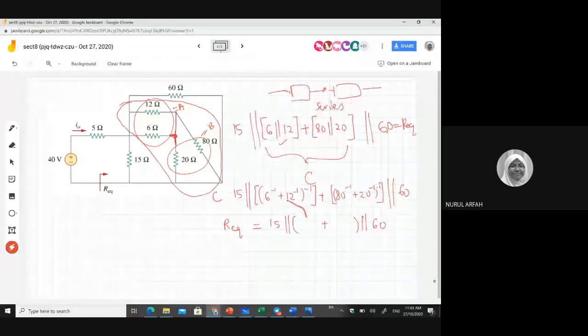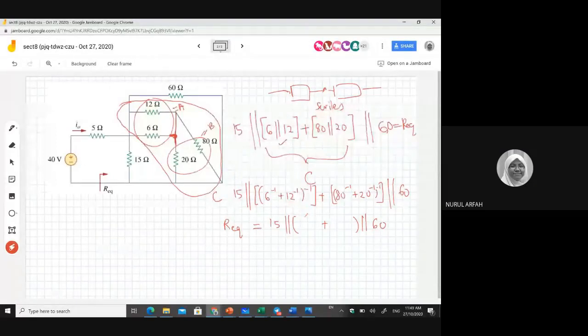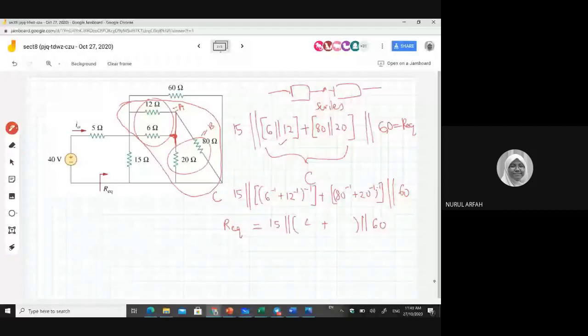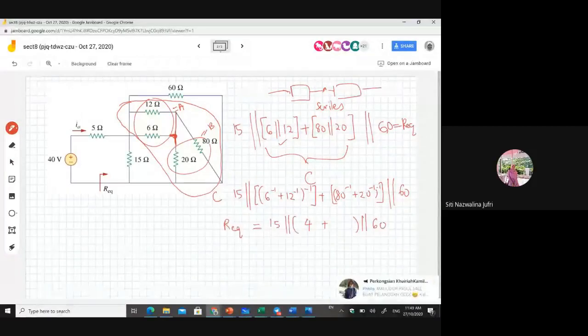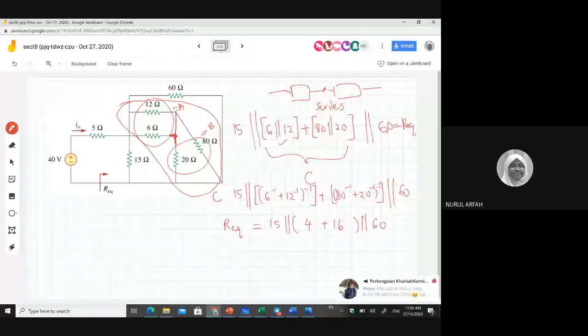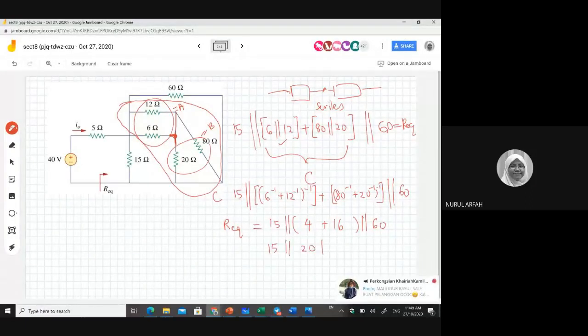Okay, what is this part? 6 and 12. 4, madam. Okay, good. What about this one? 80 with 20. 16. Right. Okay, so we have 15 here, 20, and then 60.